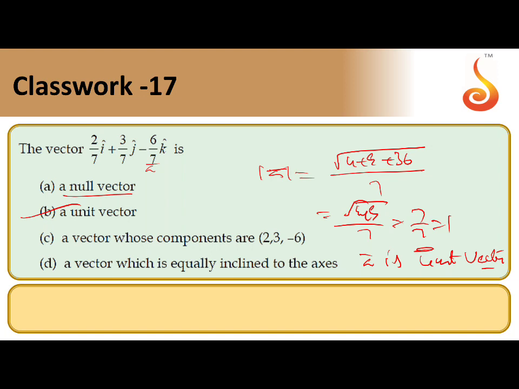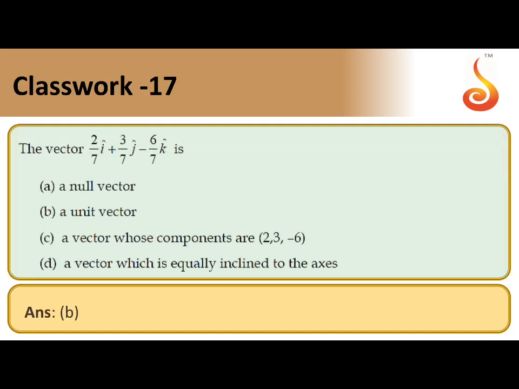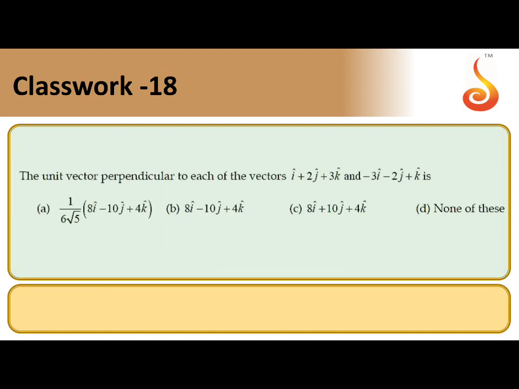Root 49 is 7 by 7. The answer is the unit vector. So check the answer. Option B is the right answer. Next, the unit vector perpendicular to each of the vectors.